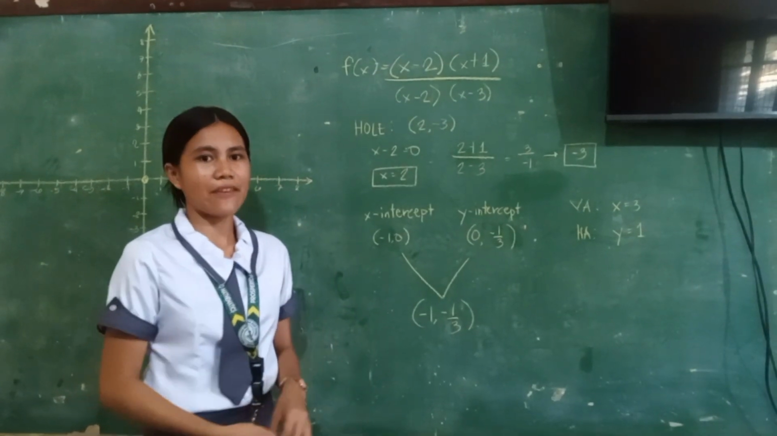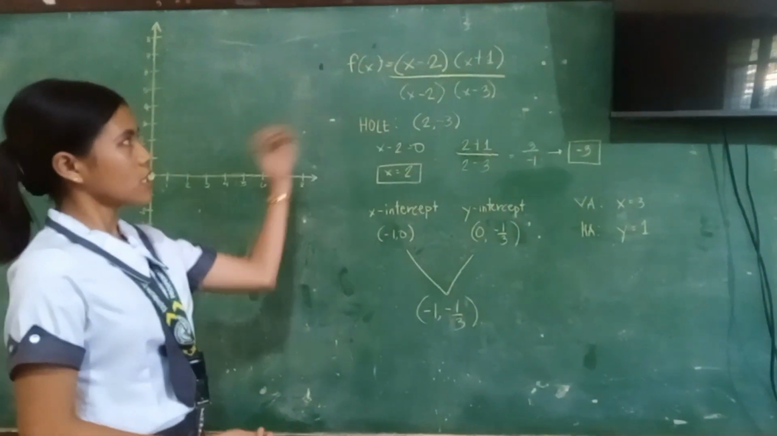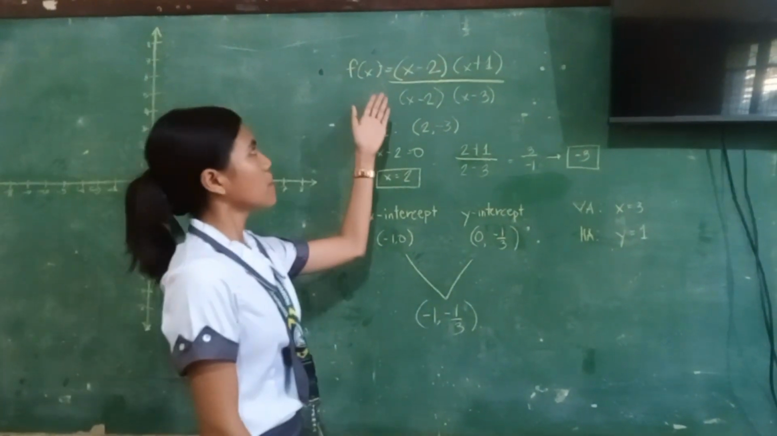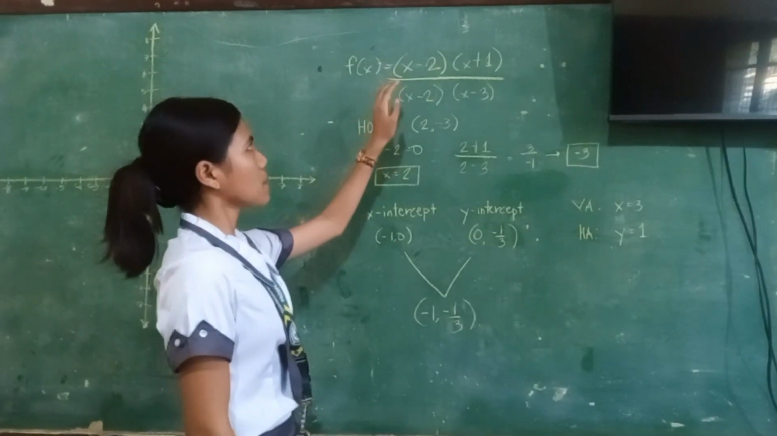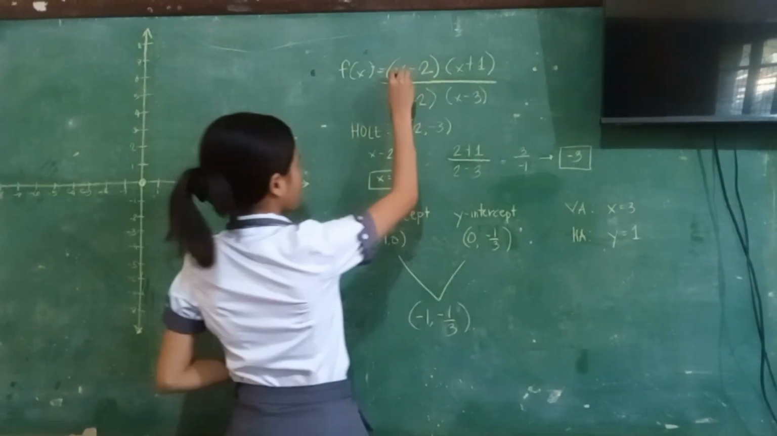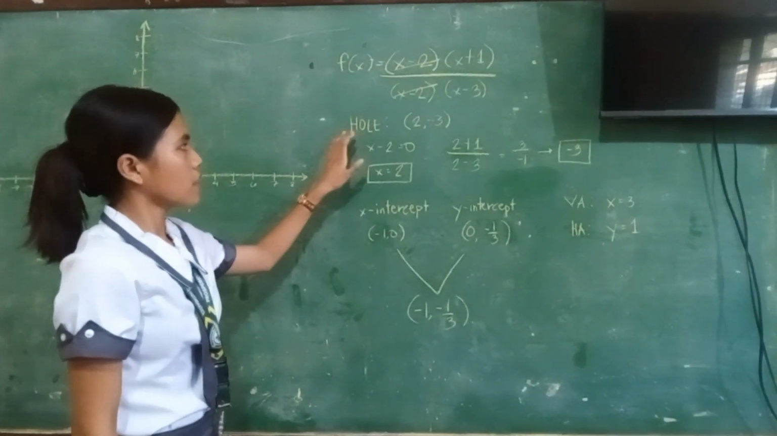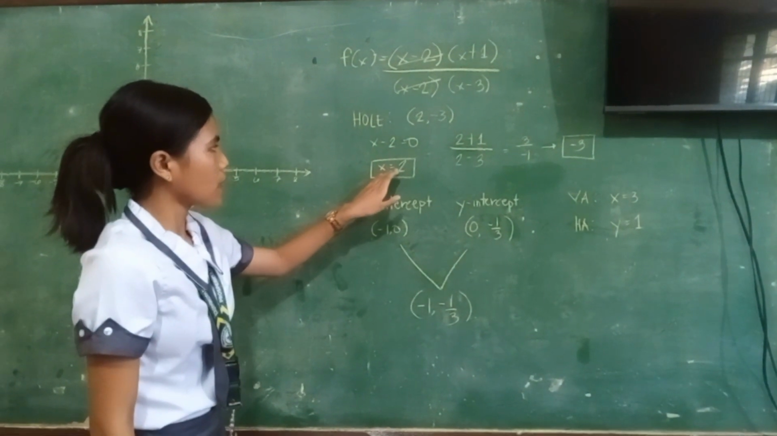What if the given has a hole, also known as a common factor? Try to look at this picture. As you can see, there's a common factor, which is x minus 2. In order to find the hole, you just cancel it and equate it to 0. So this is the process. So x is equal to 2.